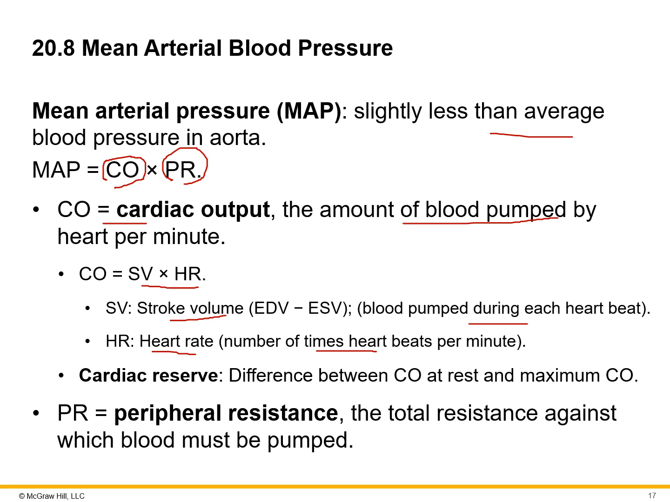Now there is some cardiac reserve. And that's the difference between the cardiac output at rest and the maximum cardiac output. So again, not all of the blood is leaving, so that kind of reserve is called cardiac reserve. All right, then the other part of our mean arterial pressure is the peripheral resistance. And this is the total resistance against which the blood is pumped. So how much resistance, how much force is needed, because there's a lot of resistance to that pumping.